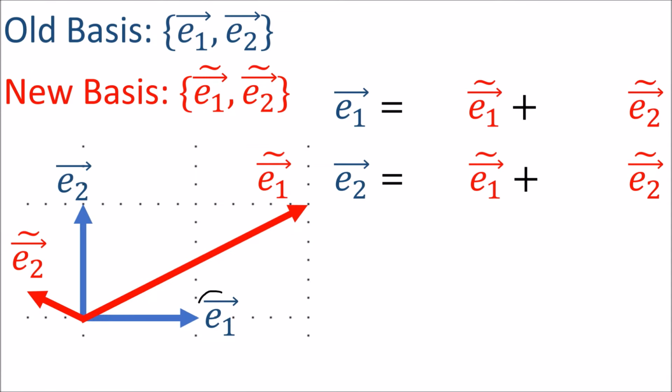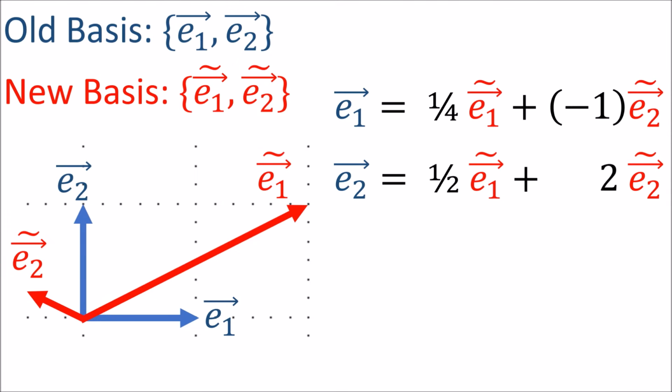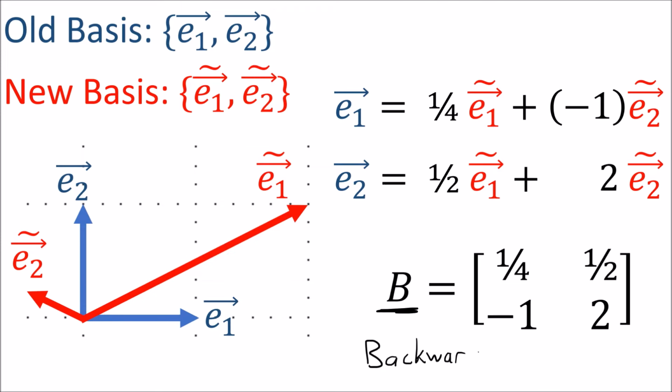So how do we build E1 using E1 tilde and E2 tilde? It's a little more confusing this time, but it looks like we need 1/4 of E1 tilde and exactly 1 of E2 tilde, but facing the opposite direction, so it's actually minus 1. So I'll just write those in. And what about E2? It looks like we need 1/2 of E1 tilde plus 2 E2 tildes. And again, we can store these numbers in a 2x2 matrix called B, B for backward, and that's the backward transformation.